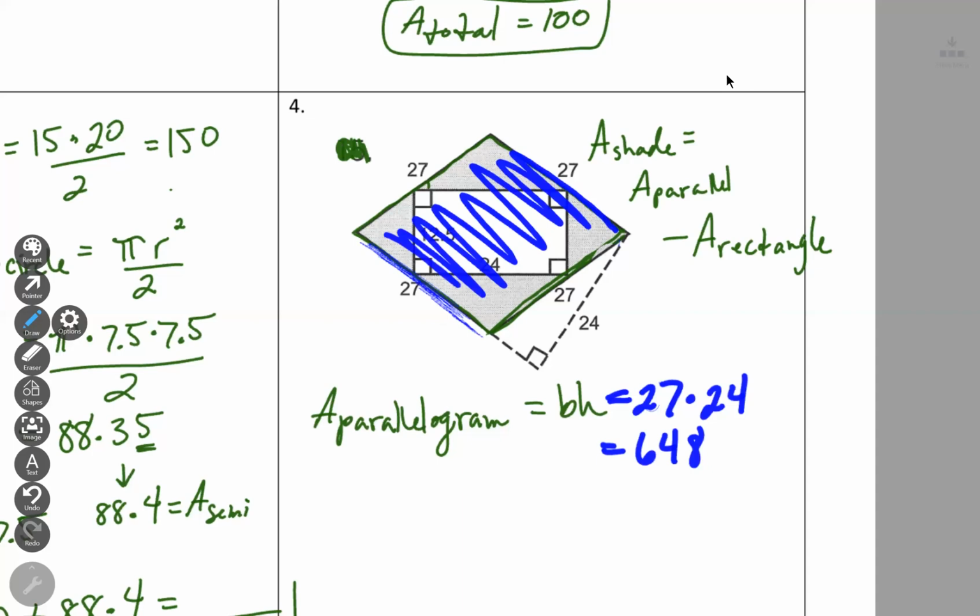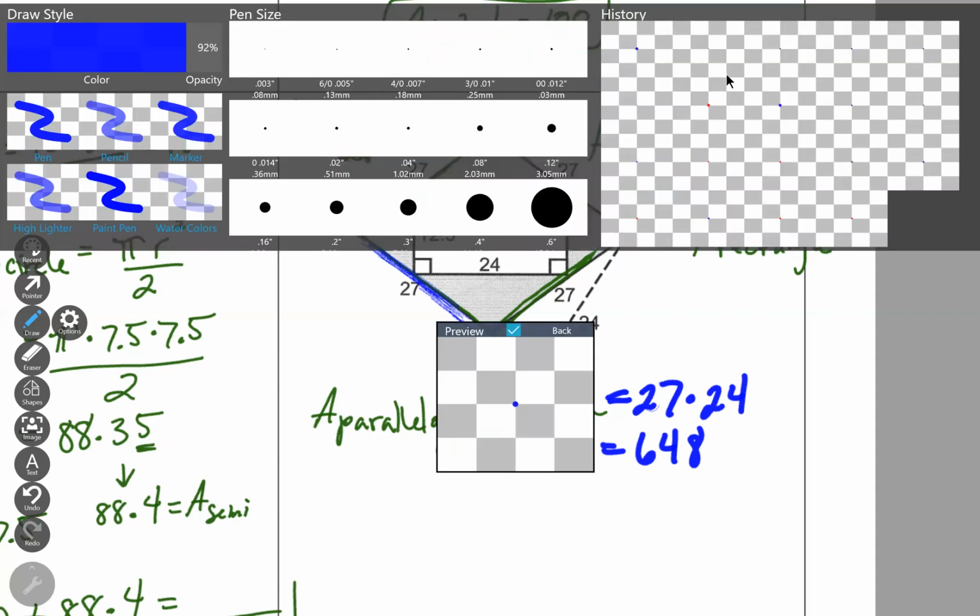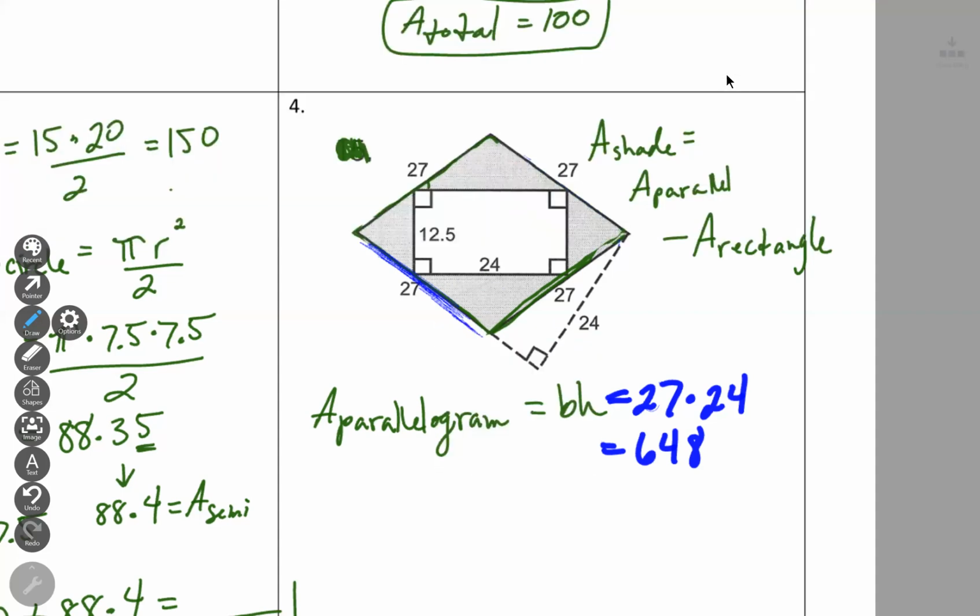That's the whole thing. And we don't want the whole thing though. We want to take out this rectangle in here. So now what we need to do is find the area of just that rectangle. There we go. Okay. So the area of the rectangle, and again, a rectangle, it's also base times height. So I can see my base is 24 and my height is 12.5. So do 24 times 12.5 and we get 300.